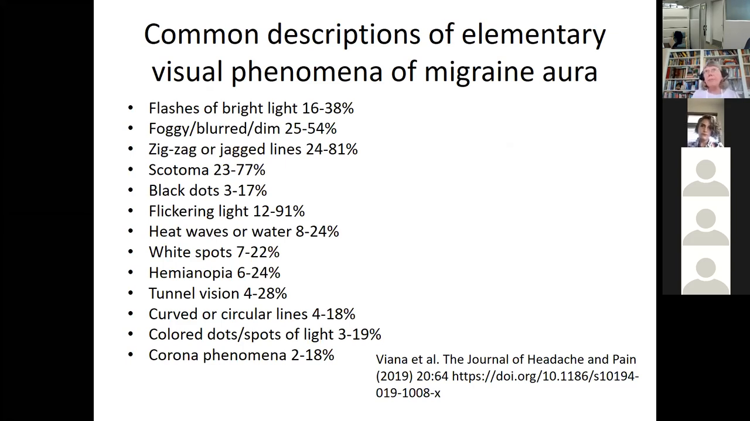Another common aura is like a heat wave. If you've ever driven along a highway and you see kind of a shimmering of the highway in the light, that is somewhat what people describe in their auras. White spots occur in about half. Hemianopia is usually not a very common type of aura. Tunnel vision can occur, and then colored dots can occur, and then people can get this corona phenomenon where everything has a halo.